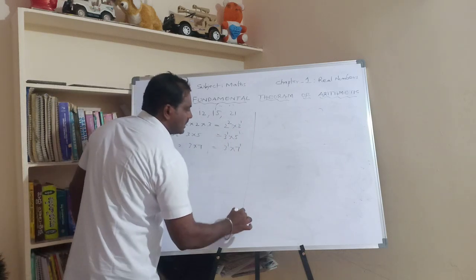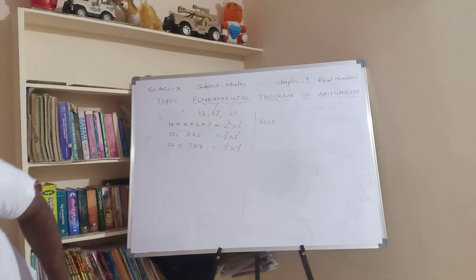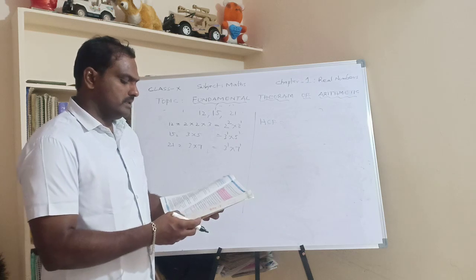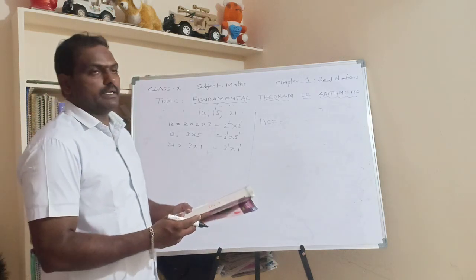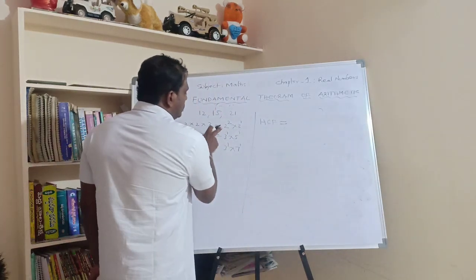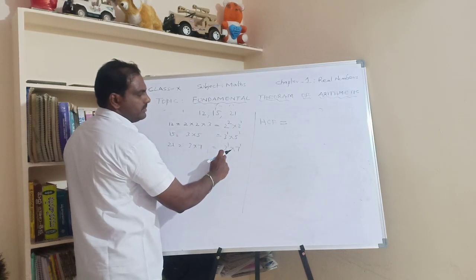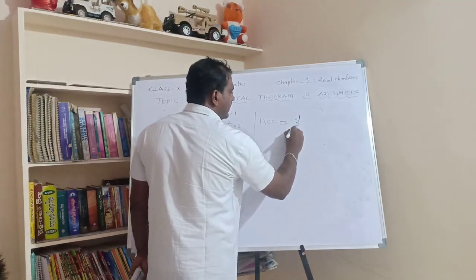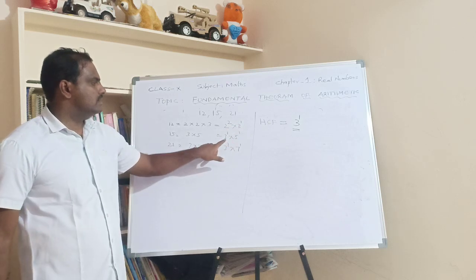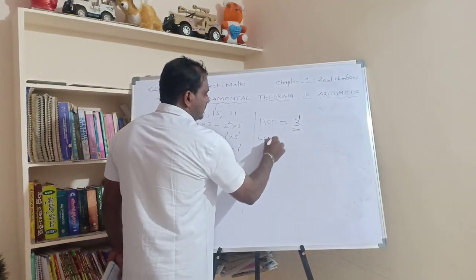Now how to take the HCF? I will give the definition: product of the smallest powers of each common prime factor. Okay, so what is this? 2 is not common, there is no common 2; only we have 3 power 1, 3 power 1, 3 power 1. So we have to write only 3 power 1 because it should be common to all. Next, LCM. So what does LCM say?